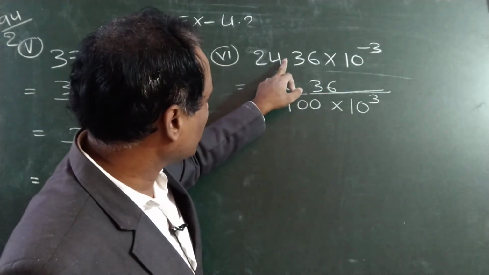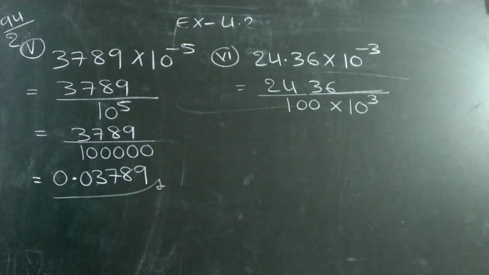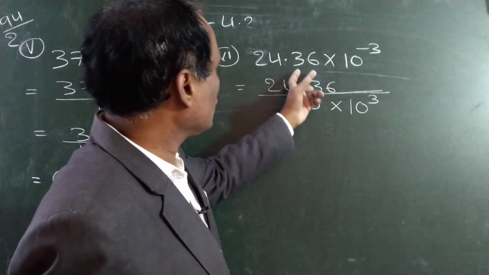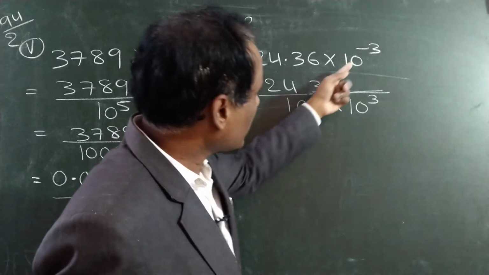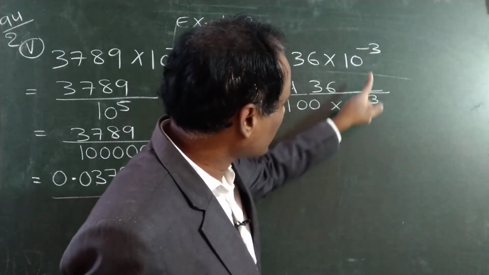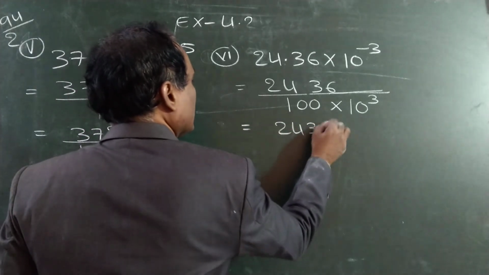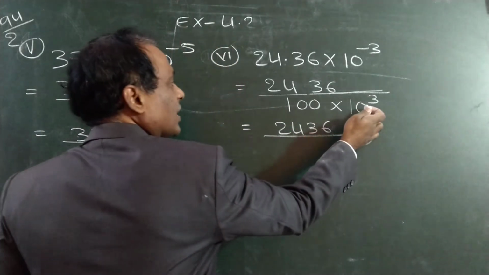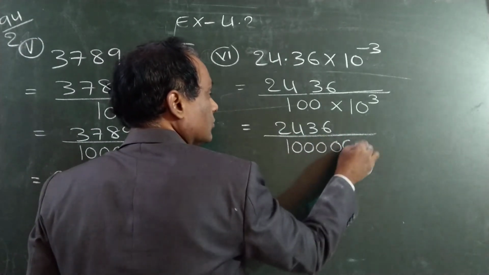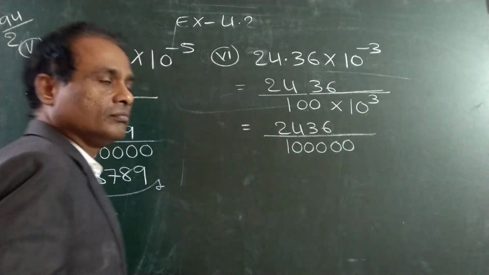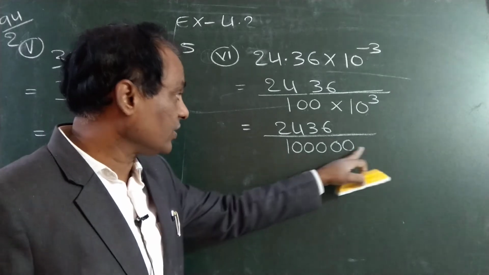If I remove the decimal, after the decimal 2 digits, so 2 zeros I got. The decimal is removed. After the decimal 2 digits, so we will get 100. 10 power minus 3, first make minus as plus, 10 power plus 3. Total 10 power 3 means 3 zeros, 2 zeros, total 5 zeros.